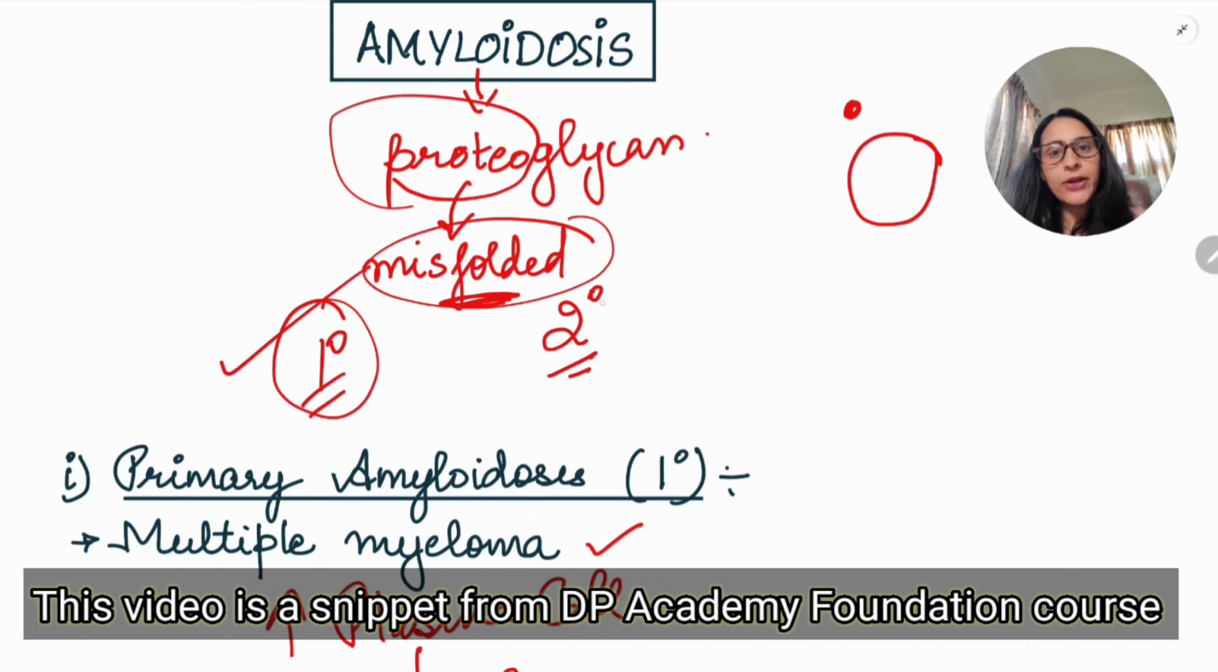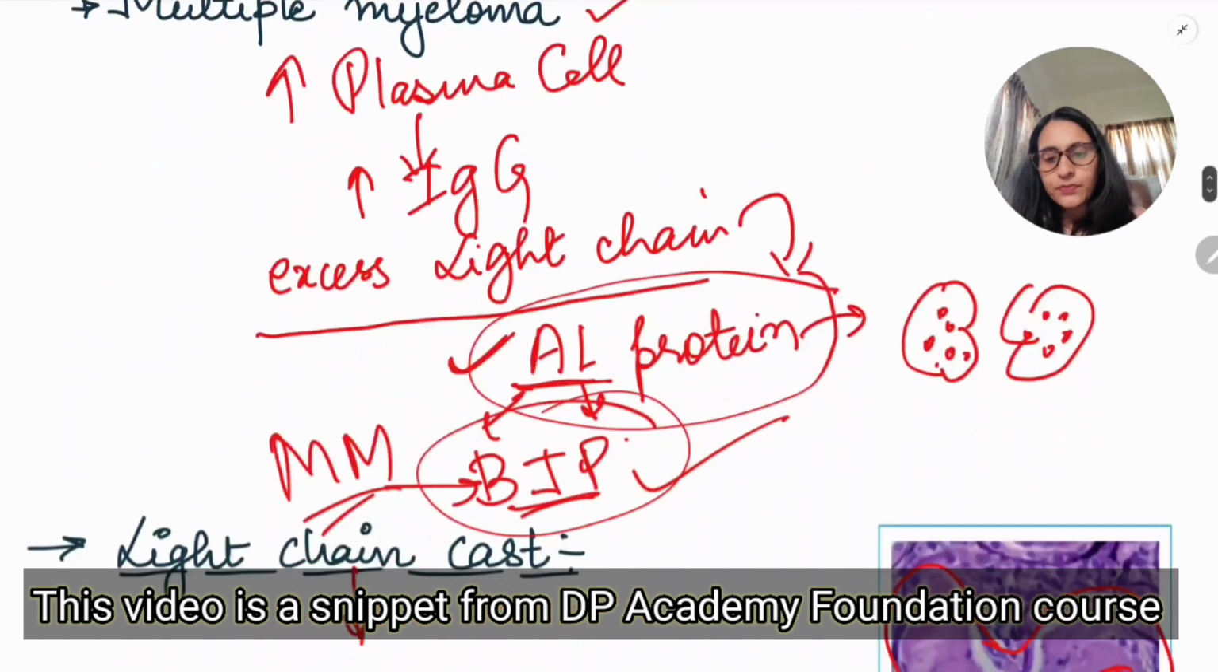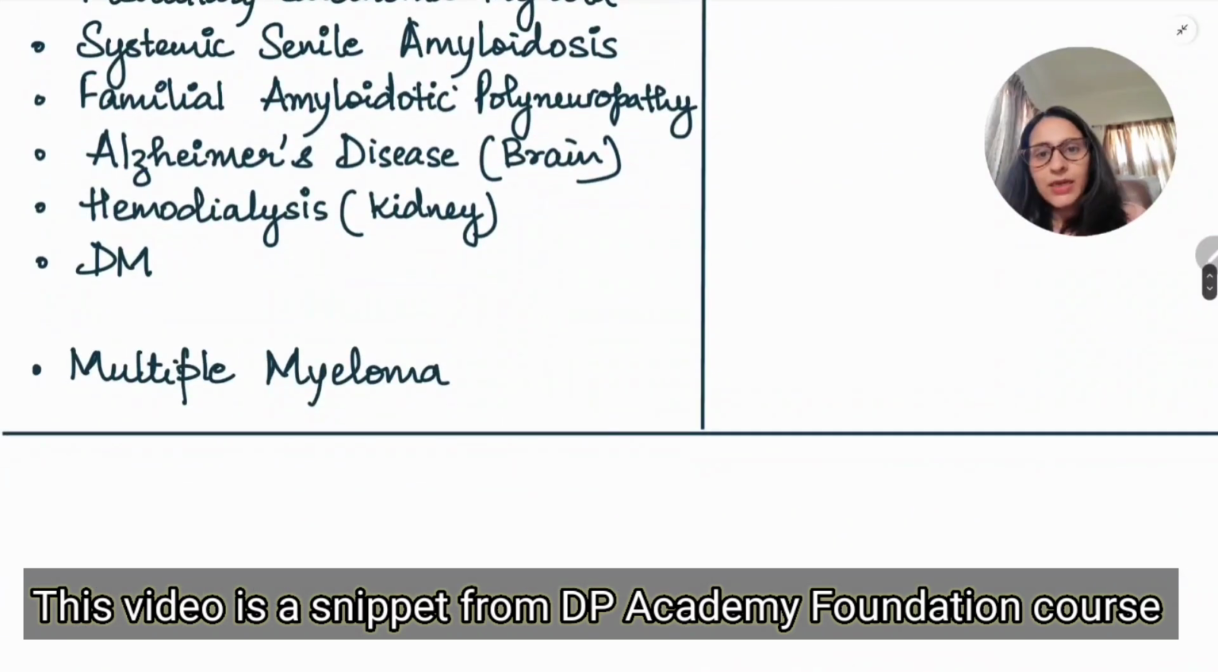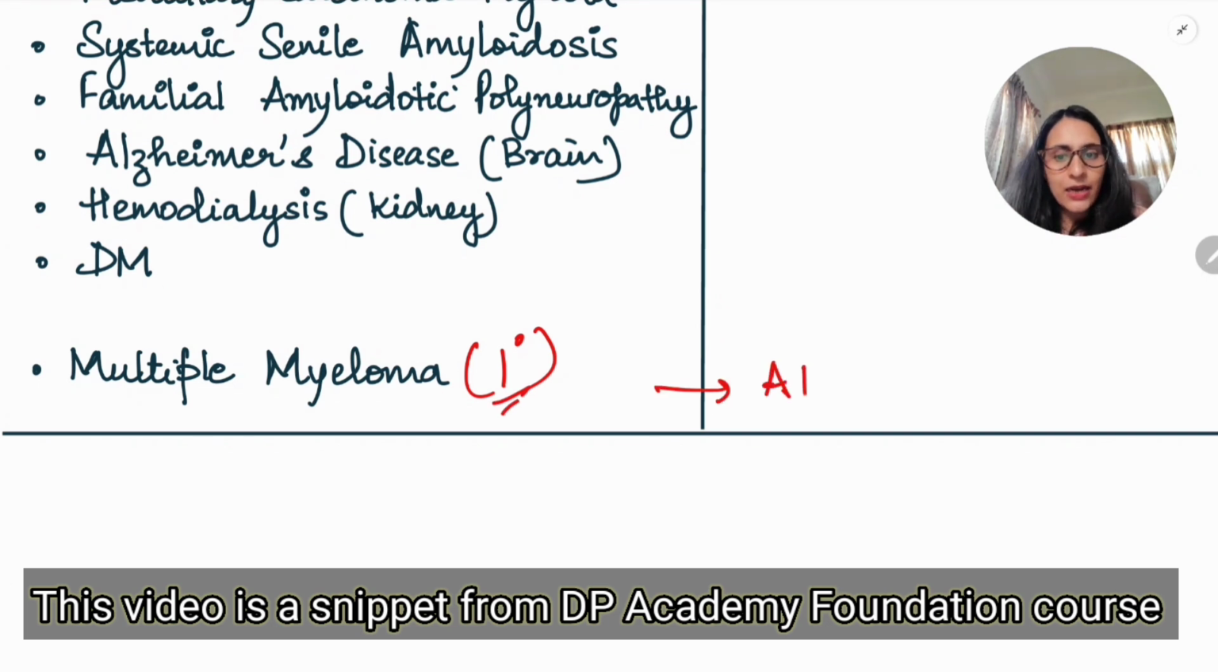We have finished with the primary amyloidosis. Let's talk about the secondary amyloidosis. The secondary amyloidosis is also known as reactive amyloidosis. So what we know so far is the multiple myeloma, which is the only example for primary amyloidosis, and we have AL protein that is present, that is amyloid light chain. There is excess of light chain in multiple myeloma.